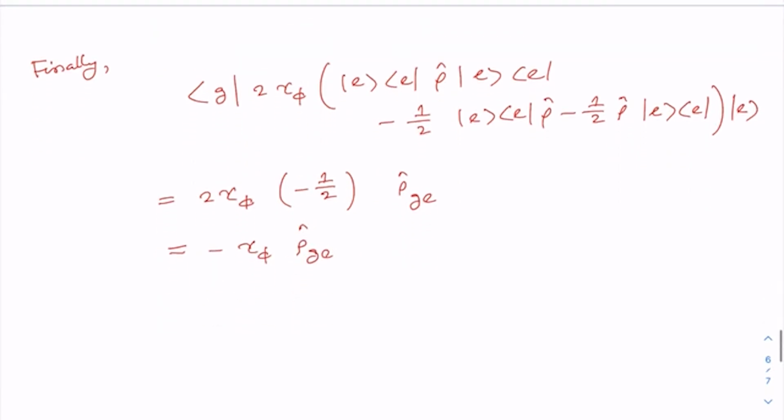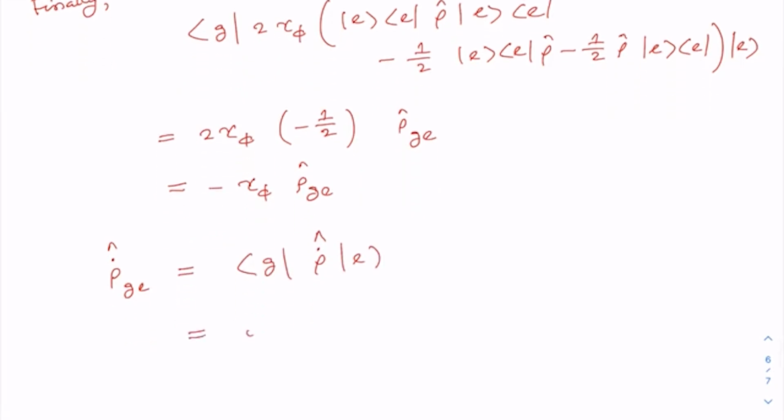Now you can combine all the terms and we'll get the time evolution of this density matrix element ρ_ge, which is ρ̇_ge, and combining everything you will get it as iω_atom ρ_ge minus (γ− + γ+)/2 plus γφ ρ_ge.